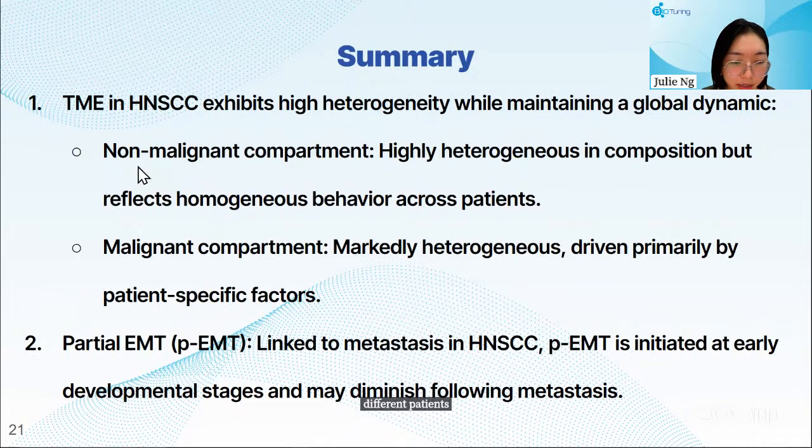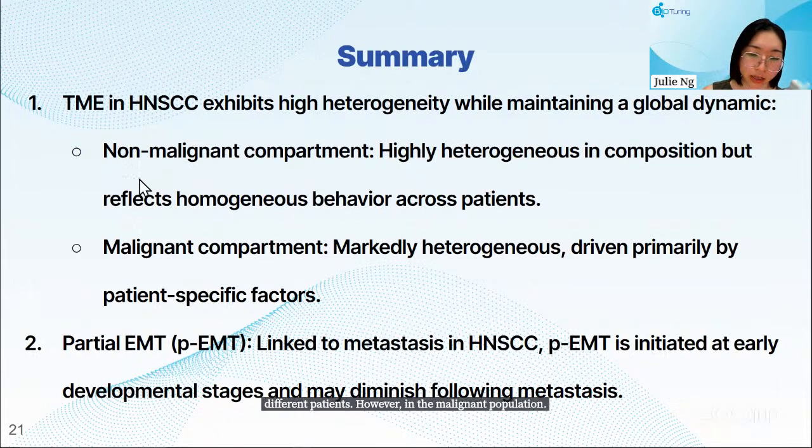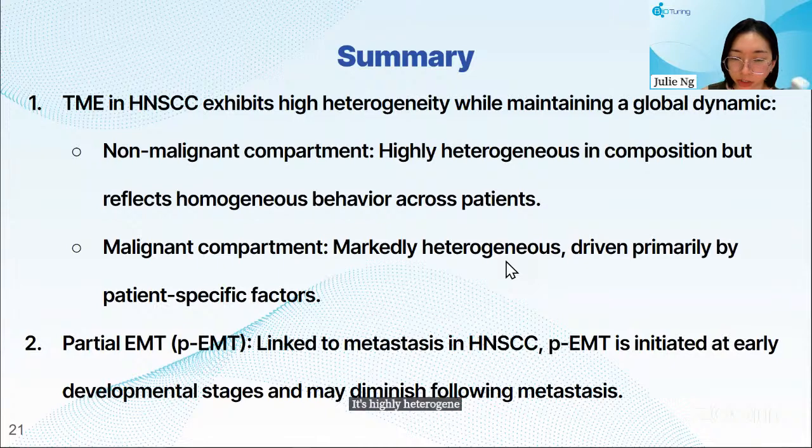However, the malignant population is highly heterogeneous from patient to patient. It's driven primarily by patient-specific factors. And this partial EMT characteristic is linked to metastasis in head and neck squamous cell carcinoma, where partial EMT is initiated at the early stages of the cancer progression and may diminish following metastasis.